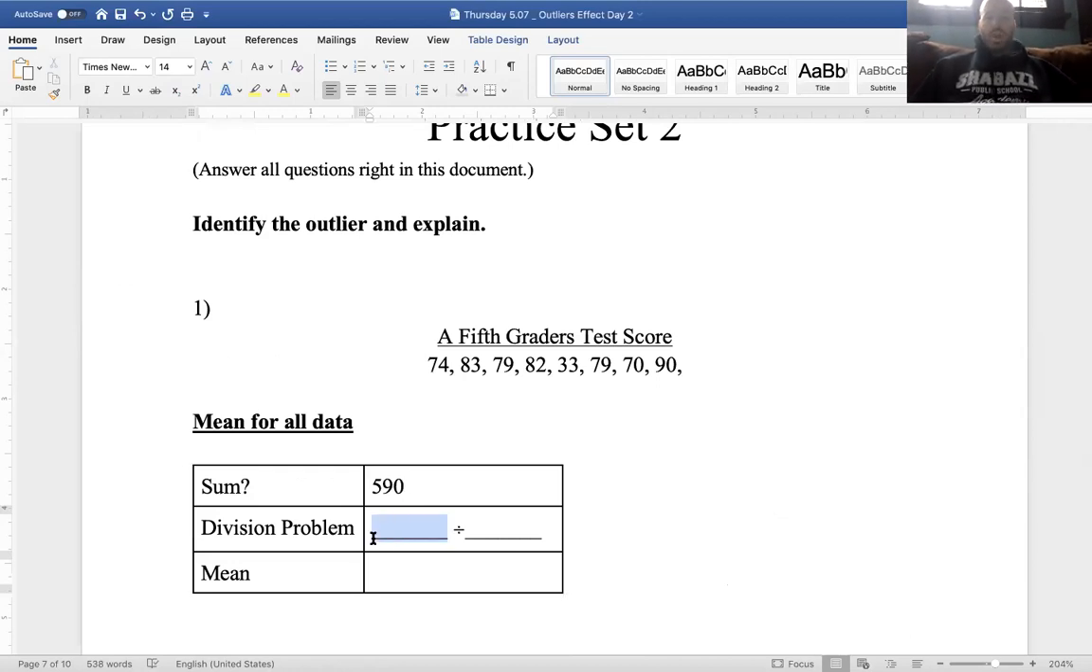Okay, so you added all up the numbers, and you got 590. There's 1, 2, 3, 4, 5, 6, 7, 8 numbers. So I'm going to do 590 divided by 8. And this student's average when I do 590 divided by 8 is 73.7.